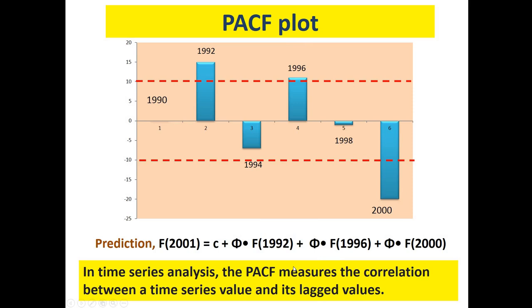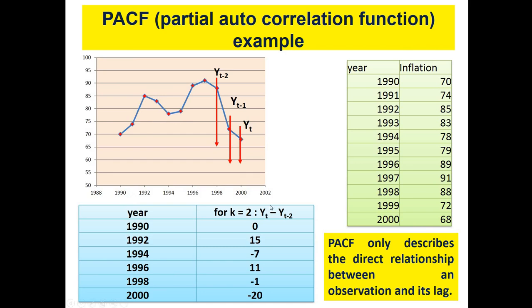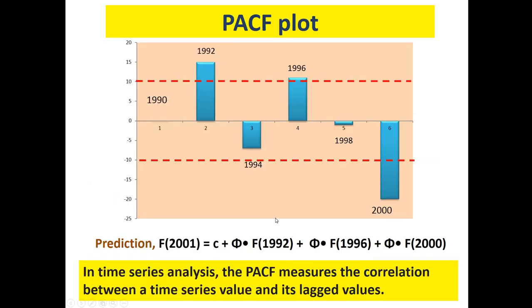Now if you plot that next column which you got, you will see a graph like this, and this is called a PACF plot. And now in the PACF plot, whatever results you got above plus 10 and below minus 10 only need to be considered. They are only prominent. Others can be ignored. In this particular case, 1992, 1996 and 2000 only are prominent.